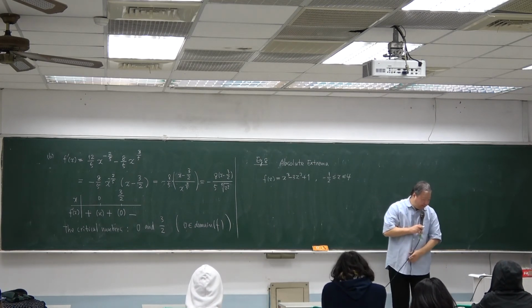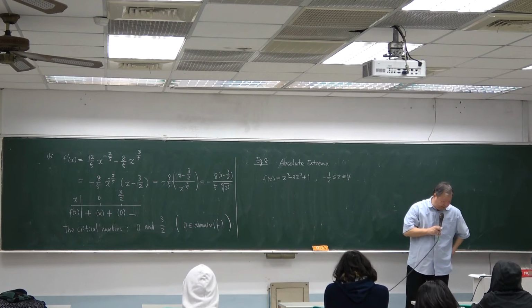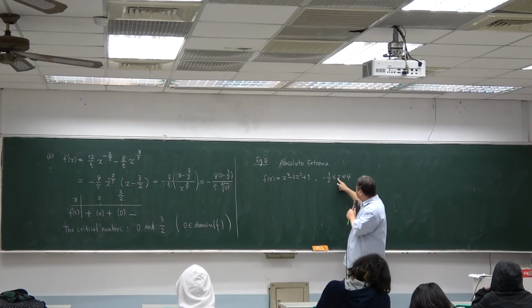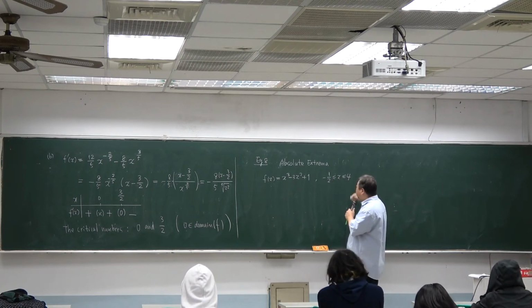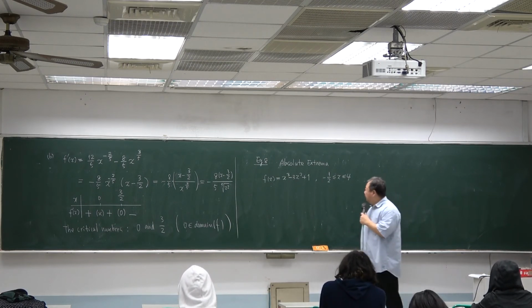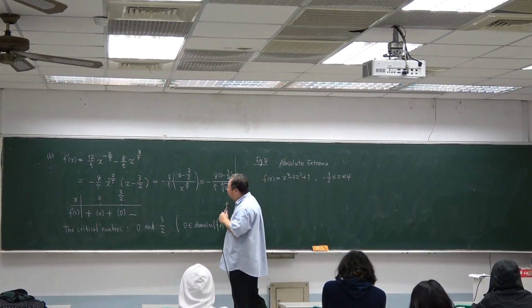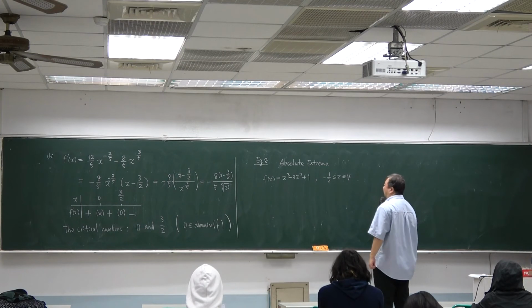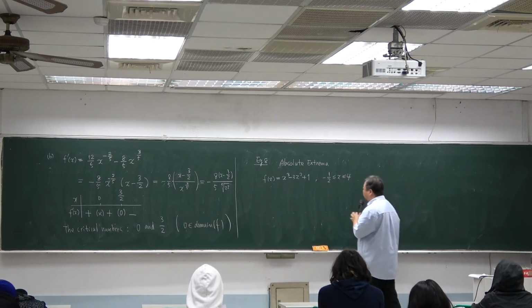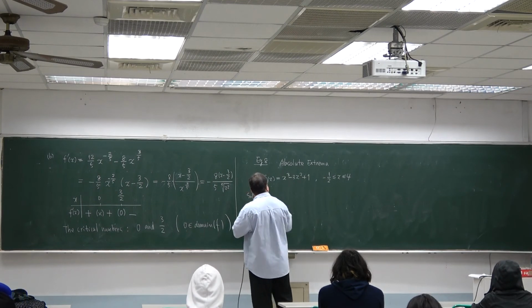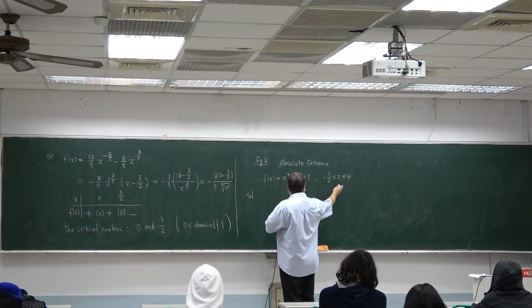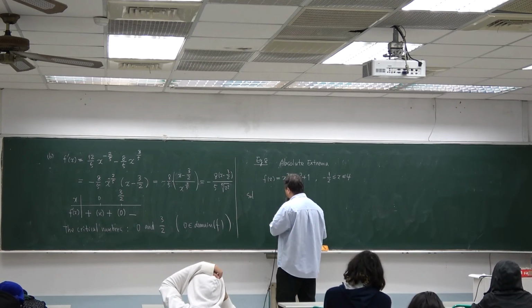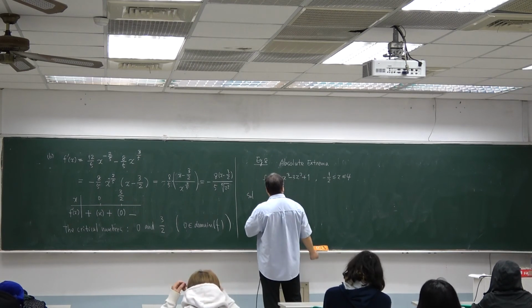Find the absolute maximum and minimum values of the function on this interval. Okay, this is a closed and finite interval because there are equalities here. And this is a polynomial. Oh, this is the same as before. This is a closed and bounded interval, and this function is continuous on the closed and bounded interval. Therefore, we use the closed interval method.